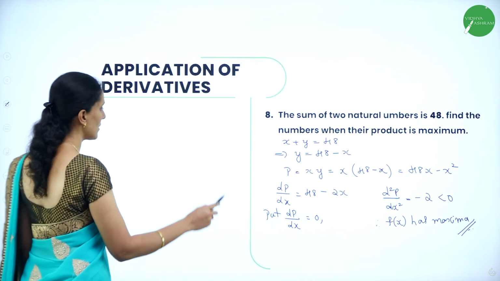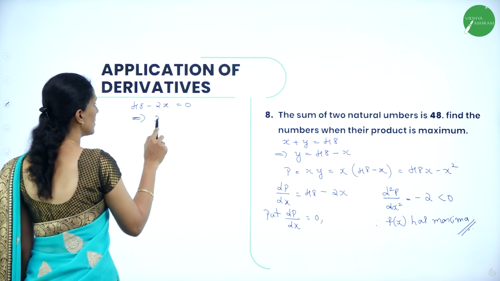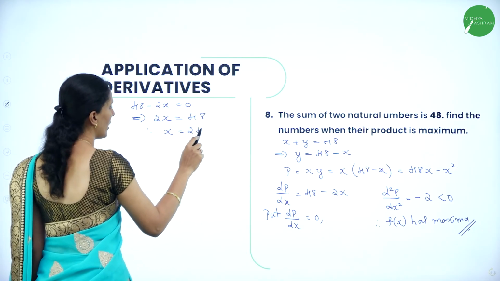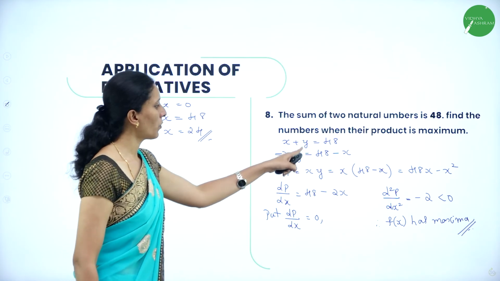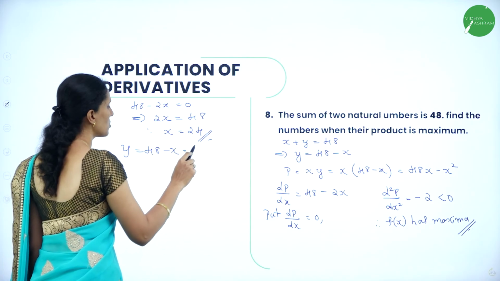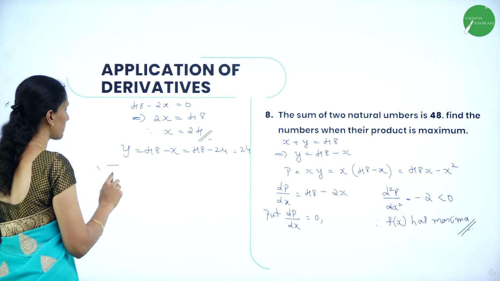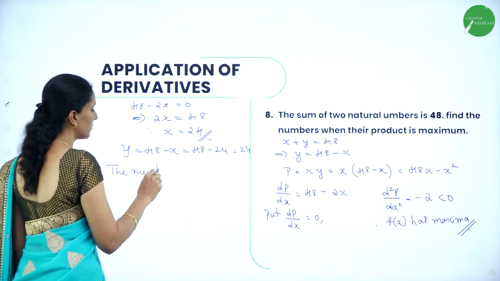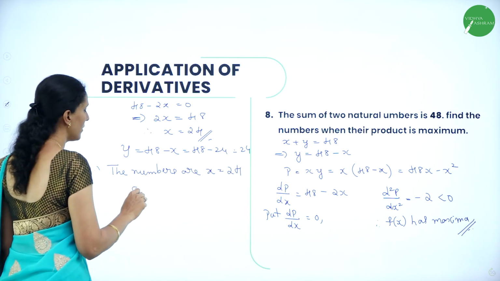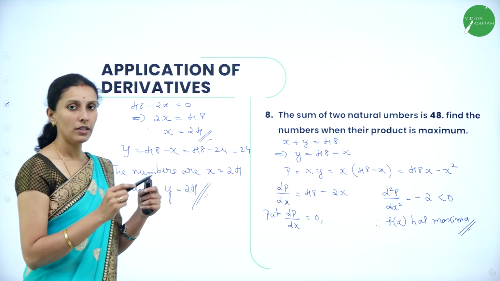Now, put dp by dx is equal to 0. We get 48 minus 2x is equal to 0. This implies 2x is equal to 48. Therefore, x is equal to 24. So, we got x is equal to 24. Let's find out y. Now, y is equal to 48 minus x, which is 48 minus 24, which is equal to 24. So, therefore, the numbers are x is equal to 24 and y is equal to 24. So, this is the given solution.